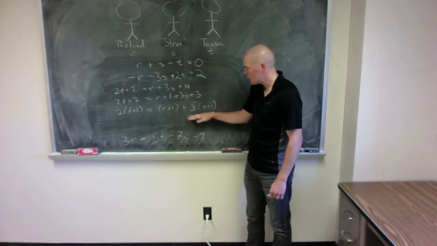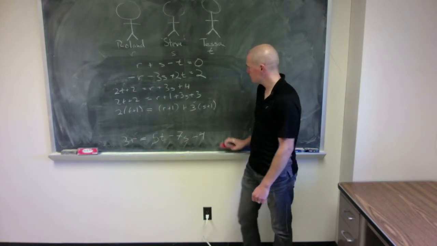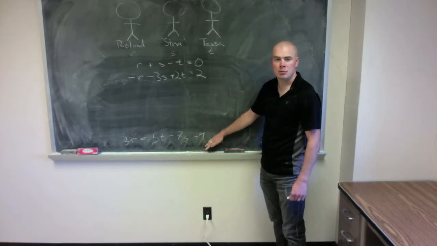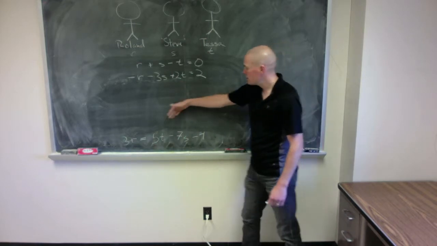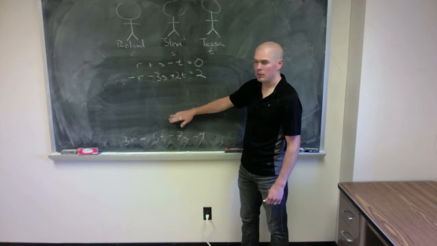So now I can erase all of this work, and I can focus on this equation here. When I look at this equation, I've already got everything simplified and combined. So all I need to do is move things over to the other side. Specifically, I need to subtract 5T and add 7S, and I will have what I want.